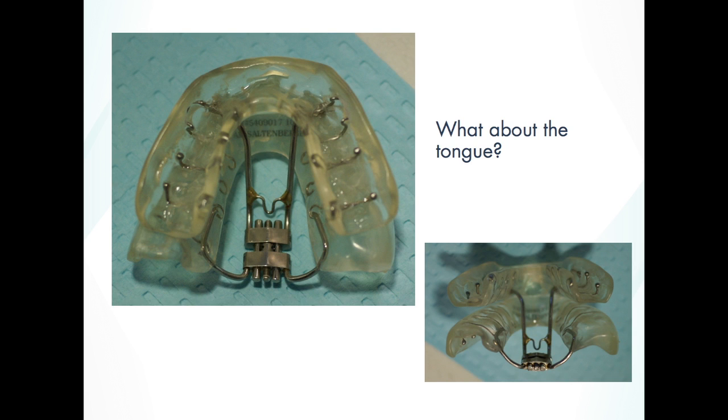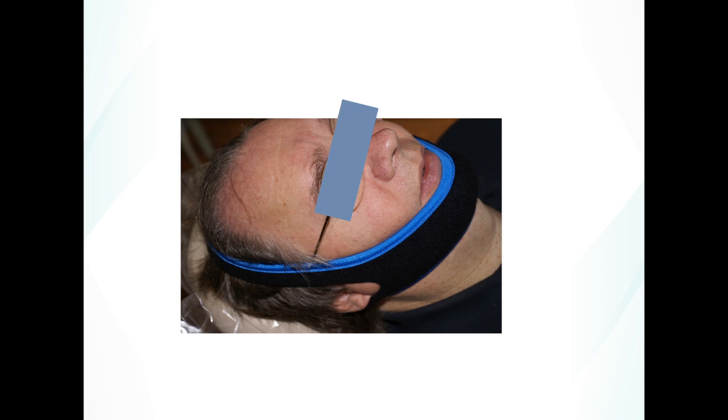This is one of these Clearway appliances. Where does the tongue go? We're trying to make room for the tongue. It's just like there's just no room. You've got to think when they make these things.